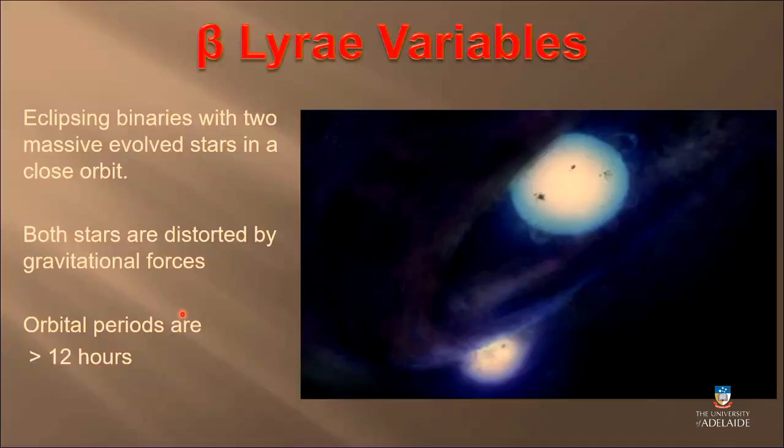We have Beta Lyrae variables. So these are eclipsing binaries where two massive evolved stars are in a close orbit. And they're so close that the stars are actually a bit distorted by the gravitational forces between them. And these have got orbital periods of greater than 12 hours. So these two stars are revolving around each other incredibly fast.